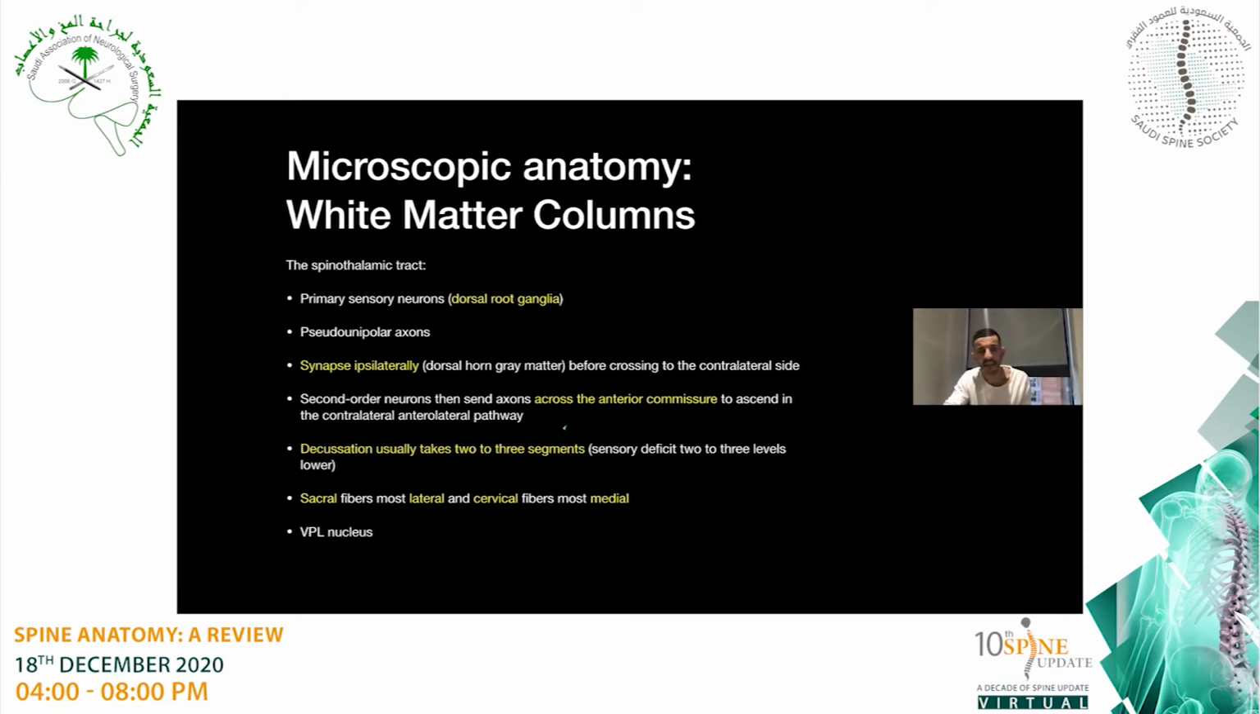If the patient has a spinal cord injury, let's say at T6, the segment of the spinothalamic deficit will be 2 or 3 levels below that. So that helps you with localization.